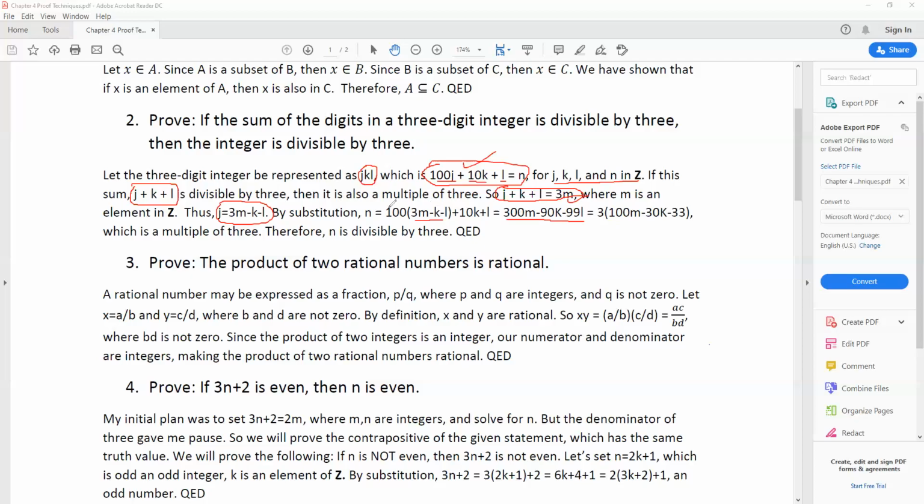How did I get that? Well, 100 times 3M is 300M. And then 100 times negative 1K would be negative 100K, but I must add the 10K here, which would give me the negative 90K. And then the same logic with L. Notice that my coefficient values are 300, negative 90, and negative 99. I can factor a 3 out, which clearly shows that N is a multiple of 3, and therefore N is divisible by 3.